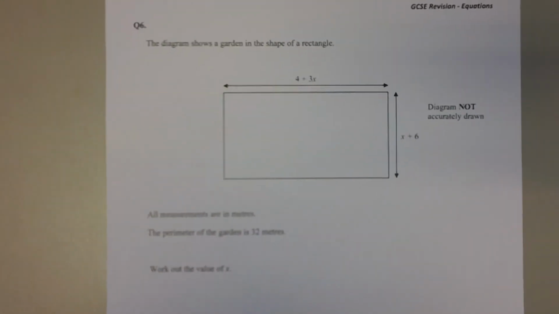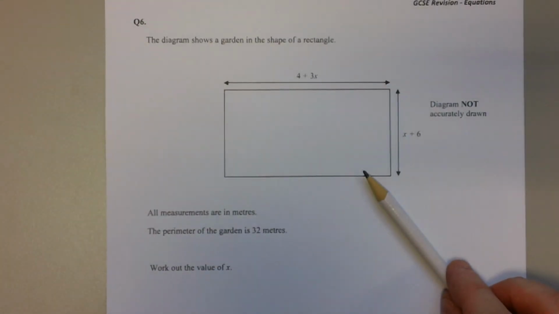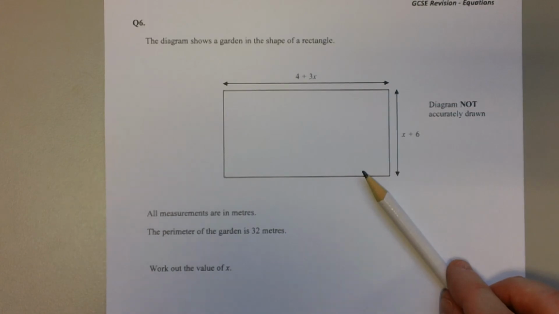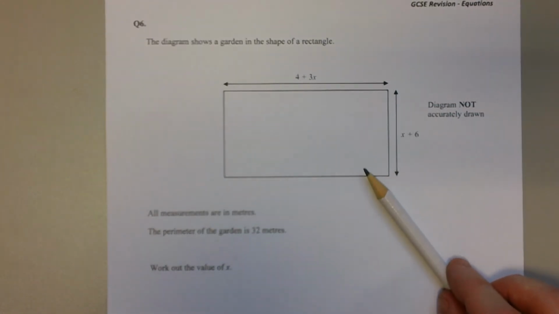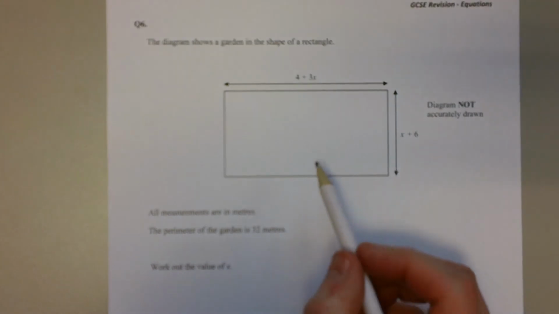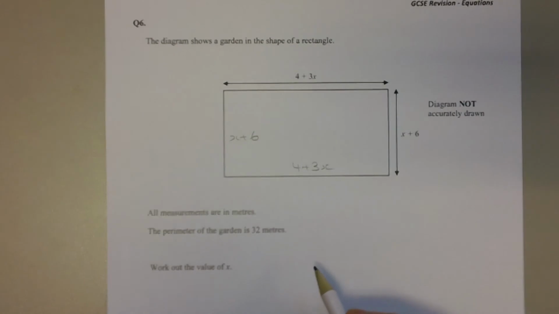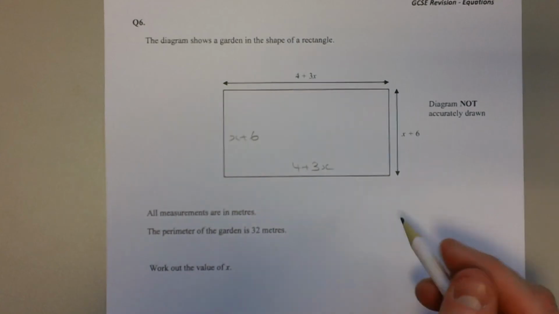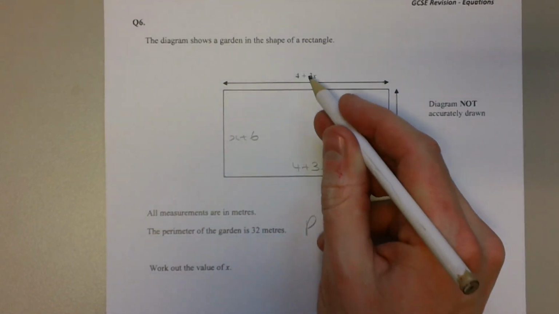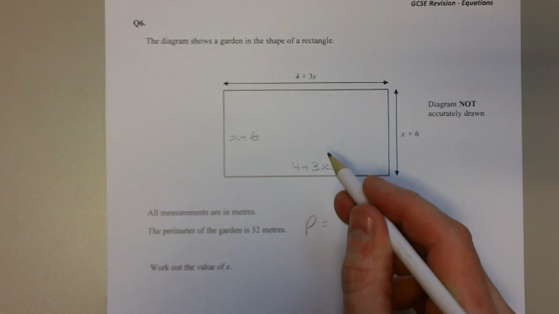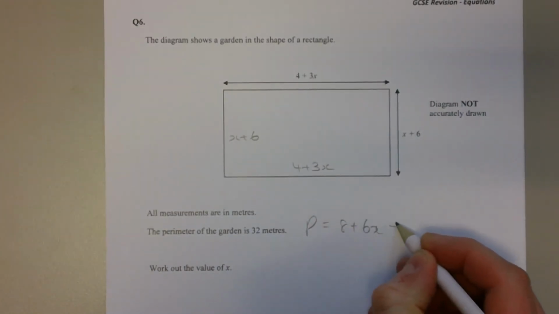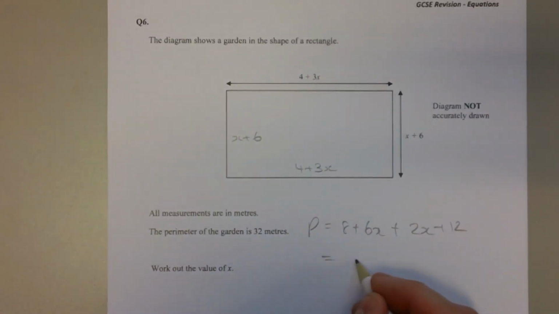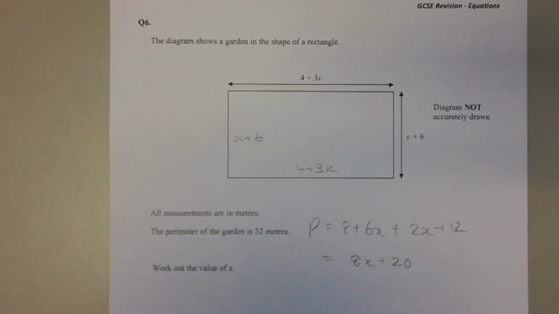Finally, question number 6. The diagram shows a garden in the shape of a rectangle. All measurements are in meters. The perimeter is 32 meters. You should know that opposite sides of a rectangle are the same length. Using that information, we can form an expression, a formula for the perimeter of the whole shape. The perimeter is the 4 plus 3x plus the 4 plus 3x plus the x plus 6 plus the x plus 6, which simplifies to 8x plus 20.